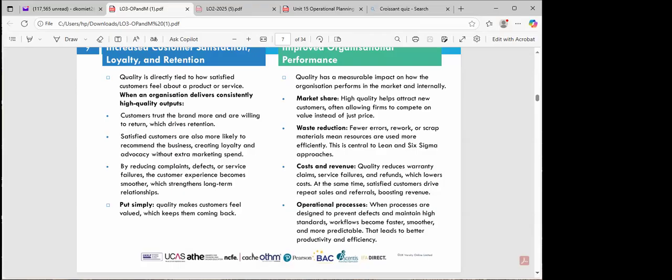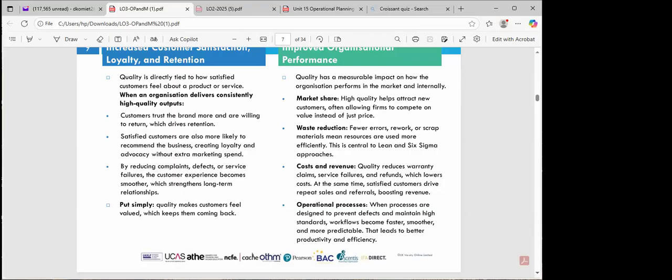Quality makes customers feel valued, which keeps them coming back, and that then becomes the loyalty. Quality has a measurable impact on how the organization performs in the market, internally and even sometimes externally. One, the market share. High quality helps attract new customers, often allowing firms to compete on value instead of just price. Very important.